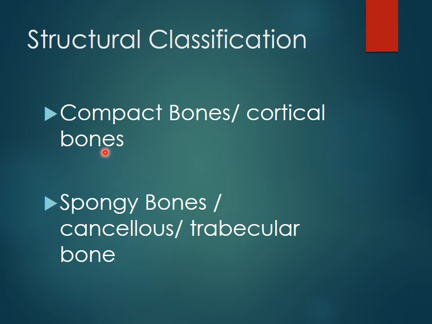Now there was the structural classification, and in the structural classification you have seen that the bones are classified as the compact bones, which are also known as the cortical bone, and the spongy bones, which are also known as the cancellous or trabecular bones. So structurally it is classified as compact and spongy bones.